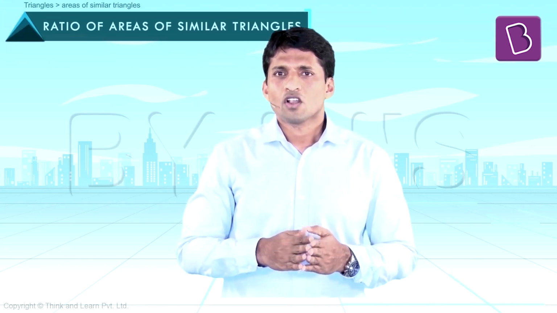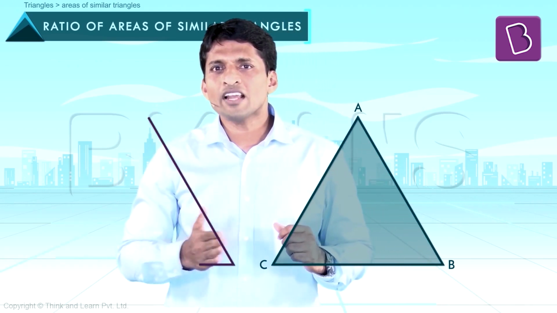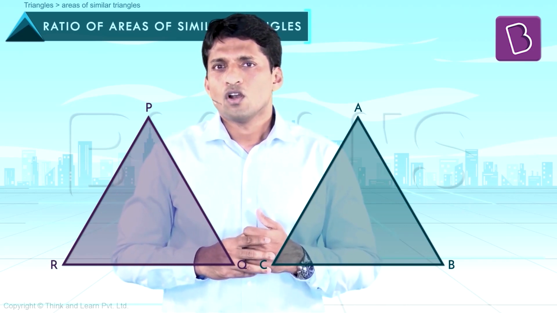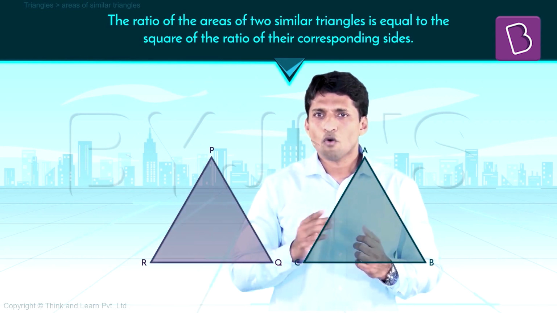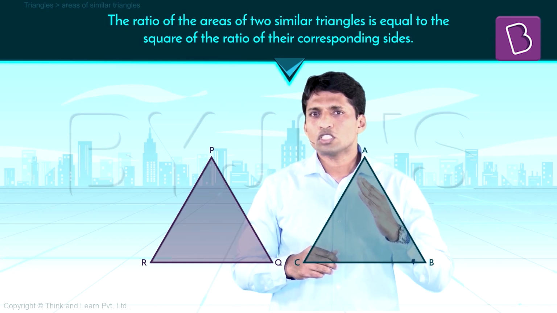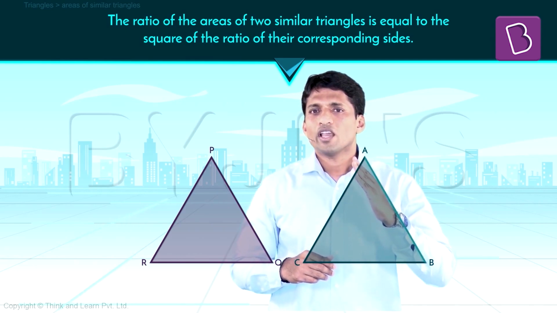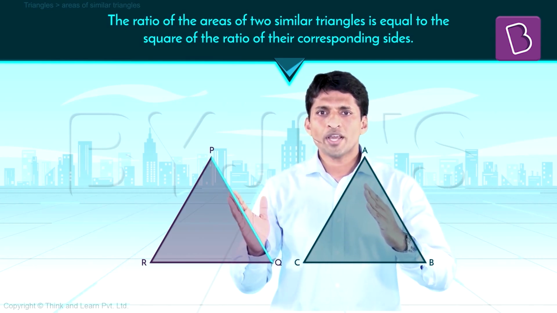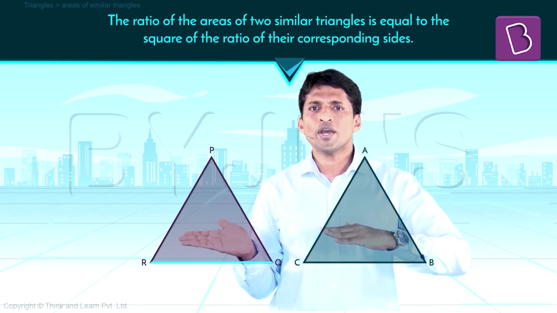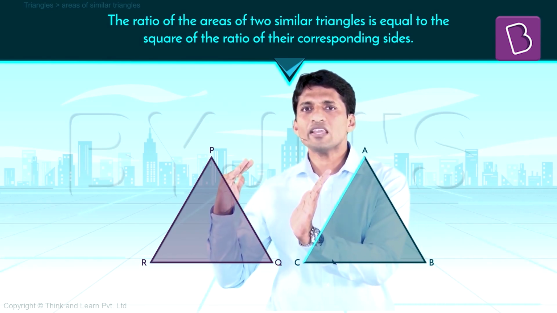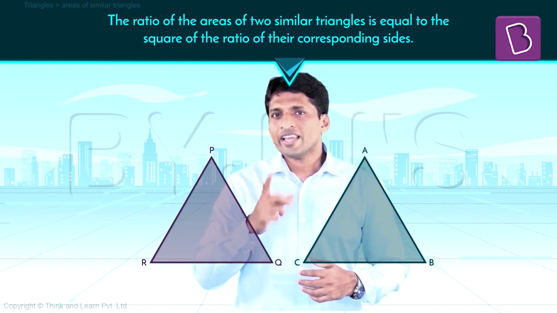So that is, if triangle ABC is similar to triangle PQR, area of ABC divided by area of PQR will be equal to the square of the ratio of their corresponding sides. So it will be equal to (AB by PQ) whole square. That will be equal to (BC by QR) whole square. That will be equal to (AC by PR) whole square. That's what I just mentioned. So, areas of similar triangles.